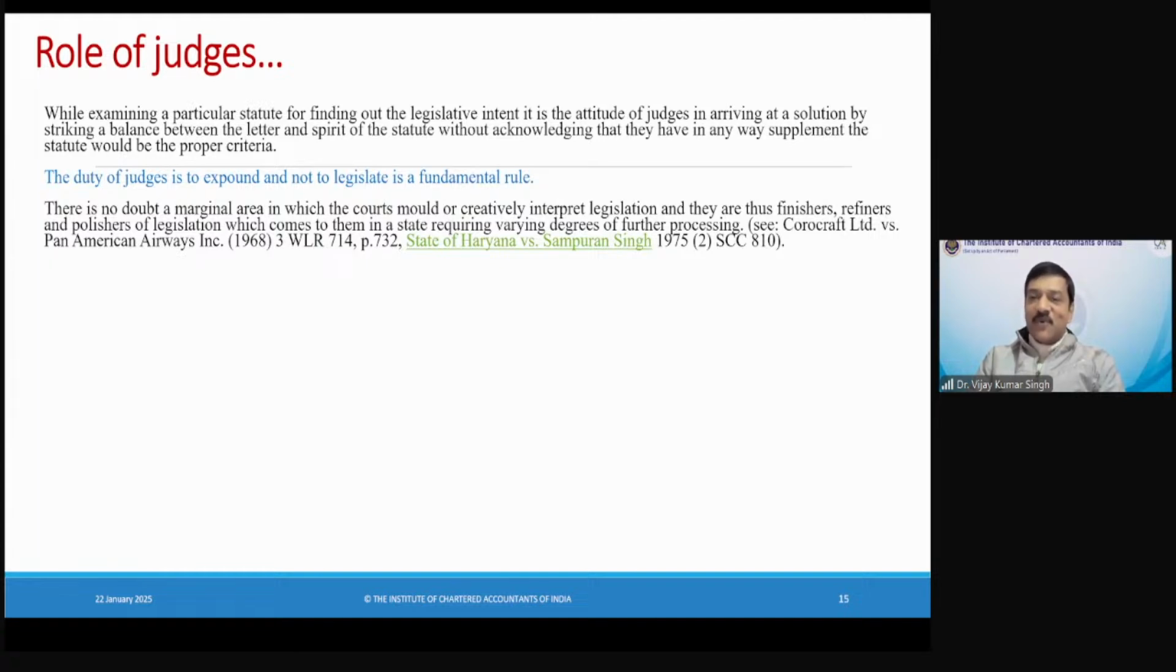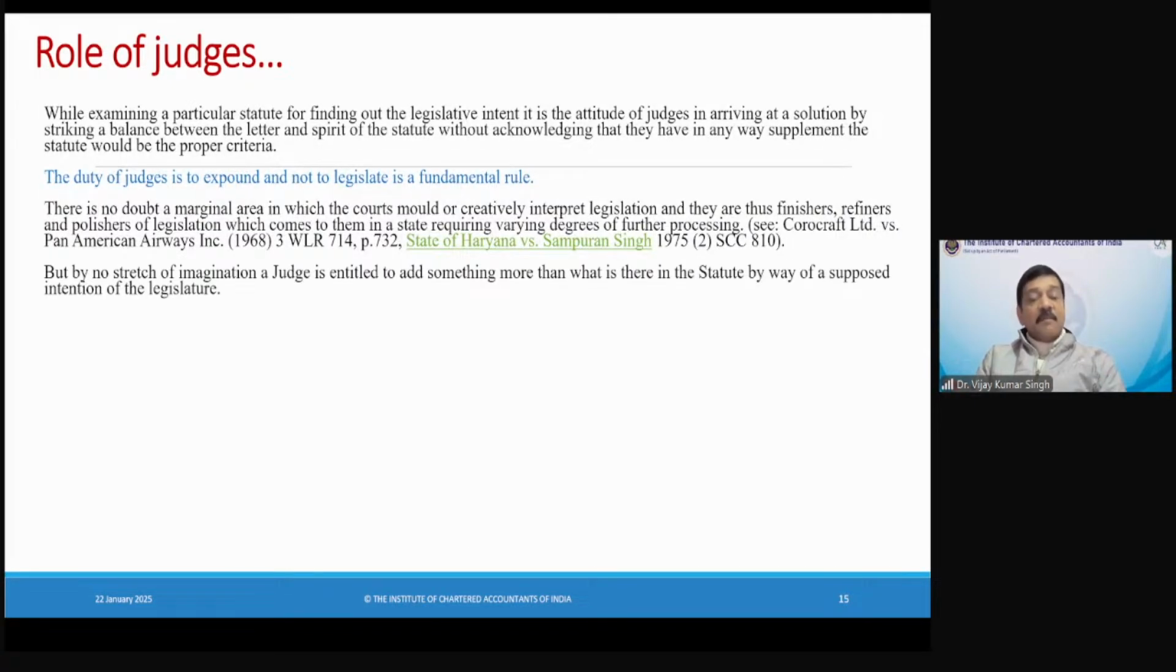So in interpretation, what they do is they will finish, they will refine, they will polish the legislation which comes to them, requiring varying degrees of further processing. Okay, this was held in State of Haryana versus Sampurna Singh. But by no stretch of imagination is a judge entitled to add something more than what there is in the statute by way of a supposed intention of the legislature.